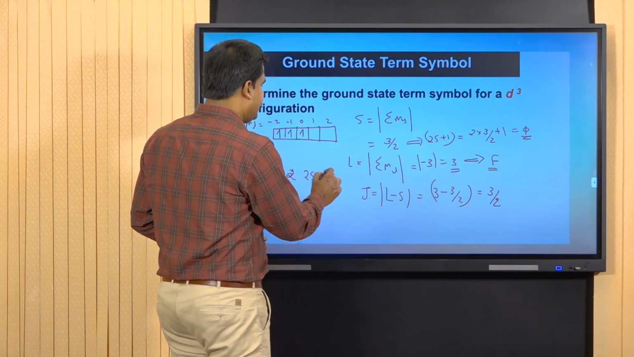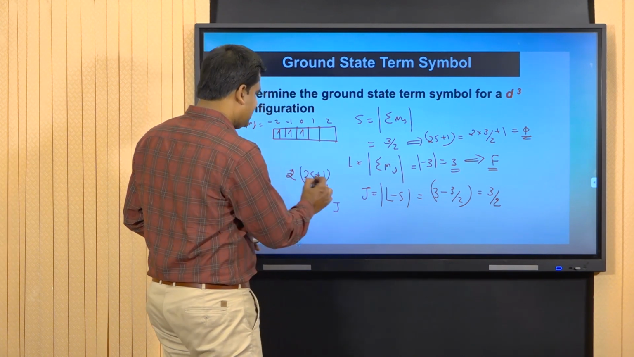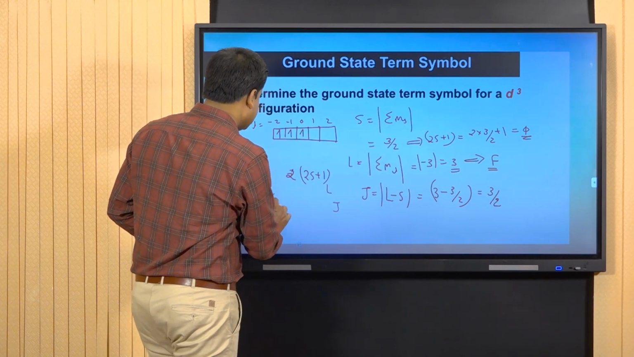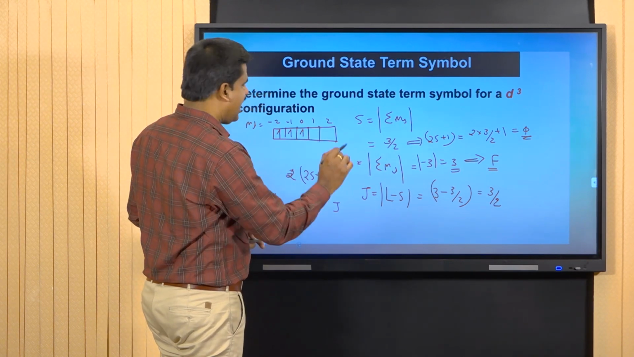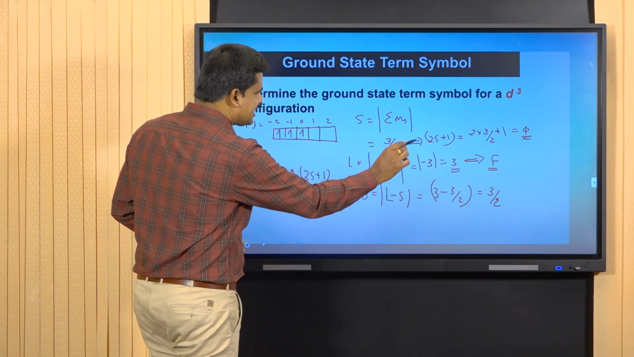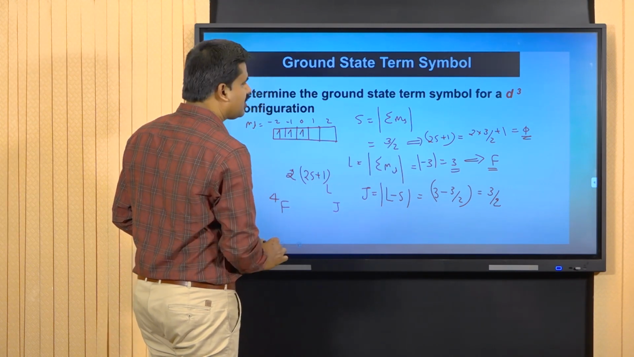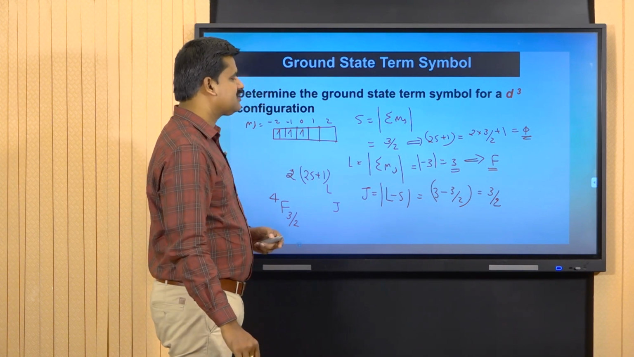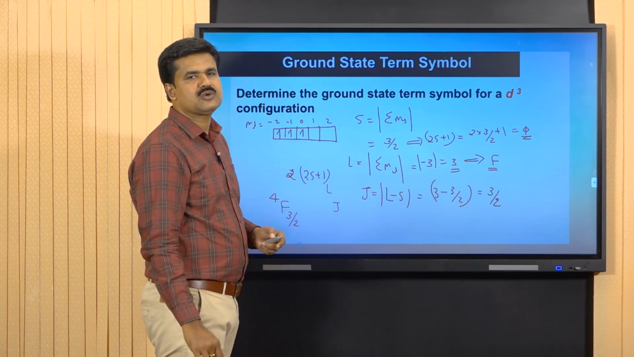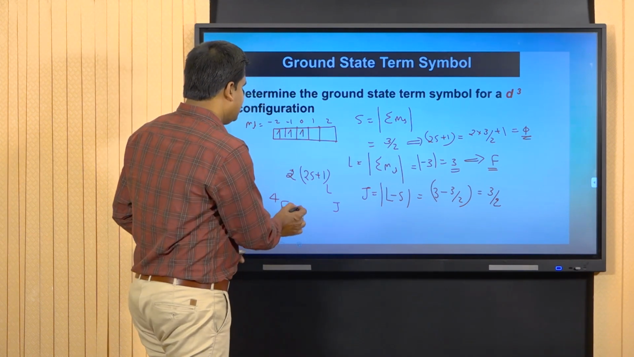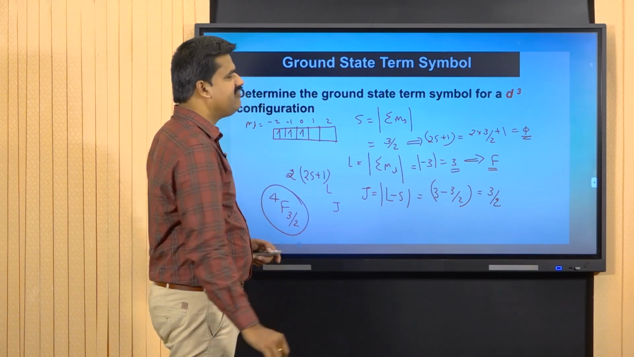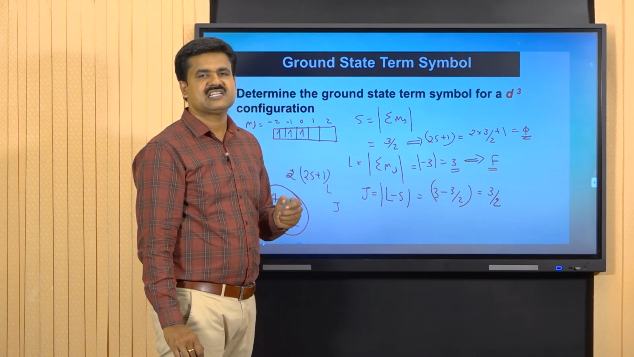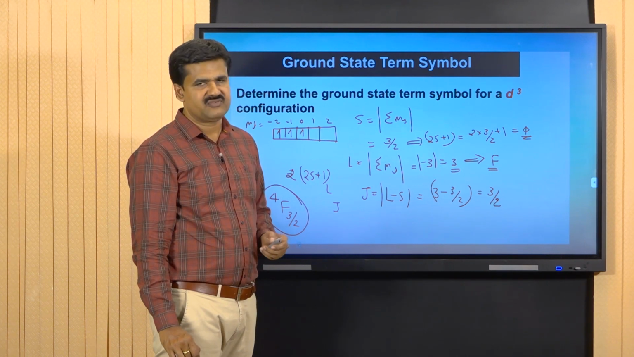So the ground state term symbol for d3 arrangement is nothing but 2S plus 1 value, that is equal to 4, and L is equal to 3, that means F term, 4F, and that is 4F with J value equal to 3 by 2. Hence 4F3/2 will be the ground state term symbol for a d3 configuration.